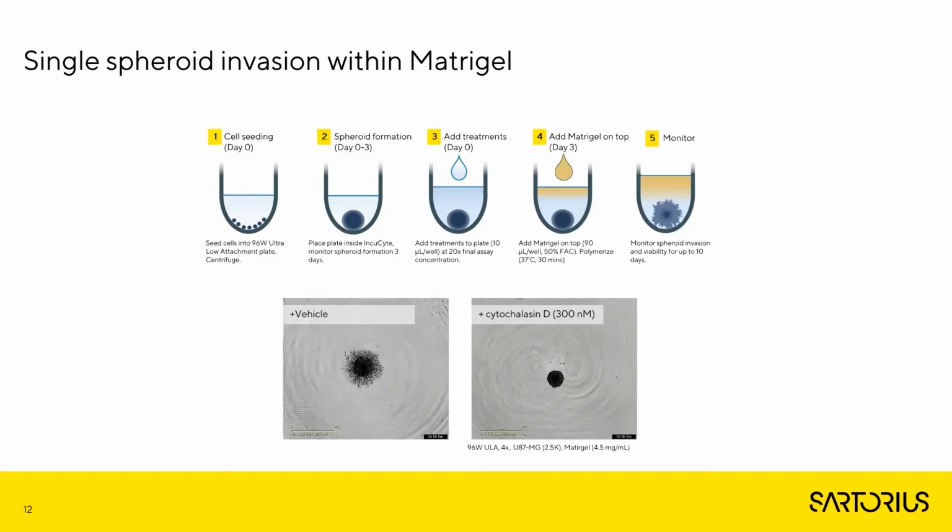Again, this enhanced depth of focus bright field image acquisition enables real-time kinetic imaging of the 3D single spheroids, which are now, as I said, embedded in an extracellular matrix. The example here is of U87 spheroids, and hopefully you can see the characteristic stellate invadopodia developing in the control wells, which is inhibited by cytochalasin D.